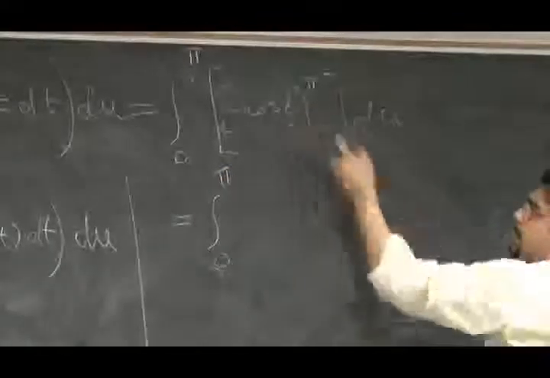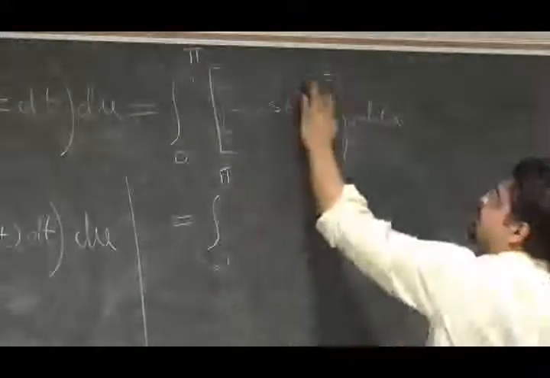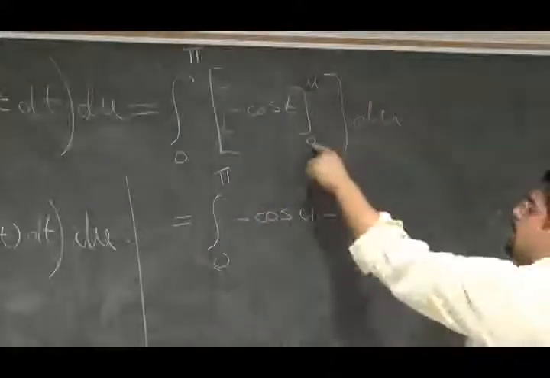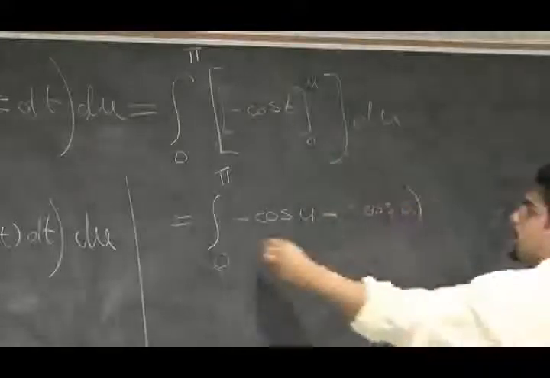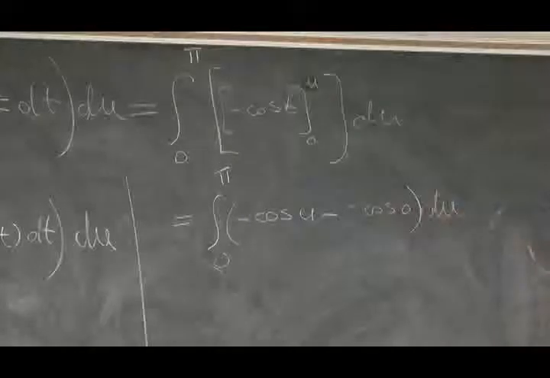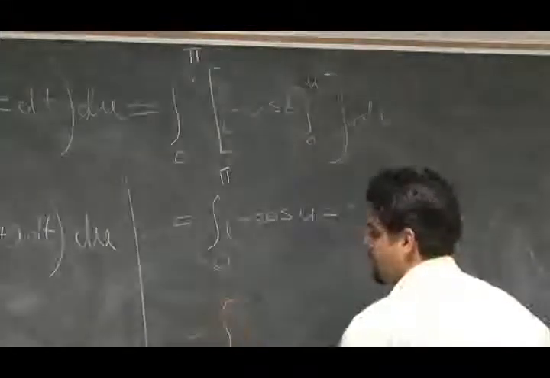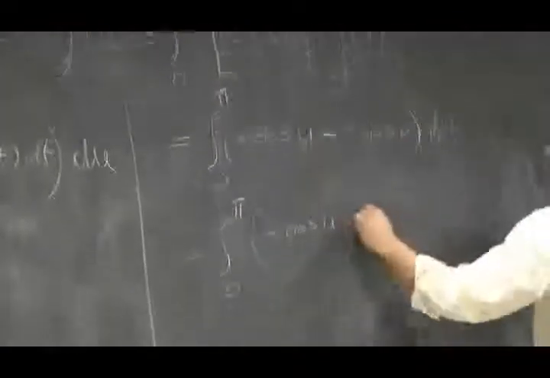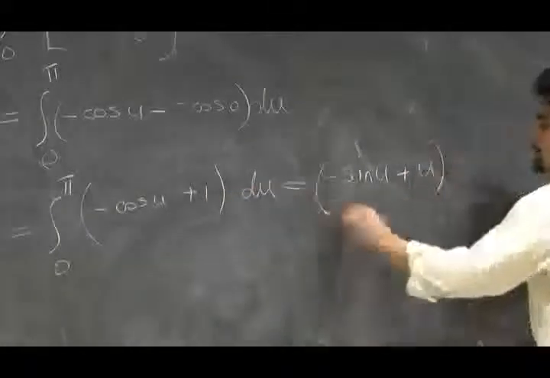Evaluated at pi, what do you get? From 0 to u, negative cosine u minus negative cosine 0, du. So the integral from 0 to pi of negative cosine u plus 1 du, right? Okay, and then you can integrate this. The antiderivative of negative cosine u is negative sine u, plus the antiderivative of 1, which is u, from 0 to pi.